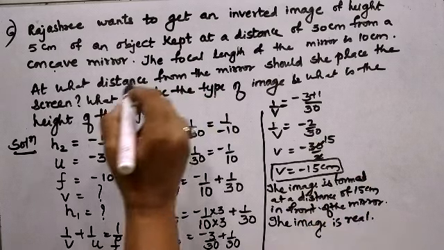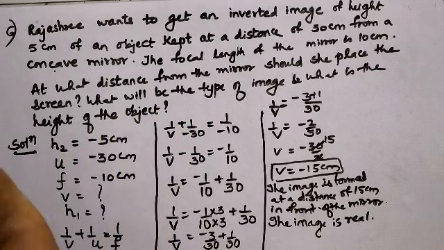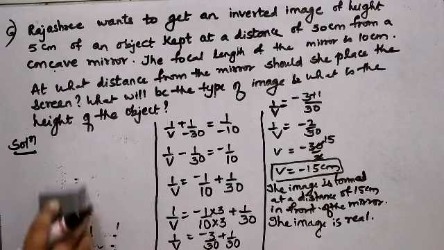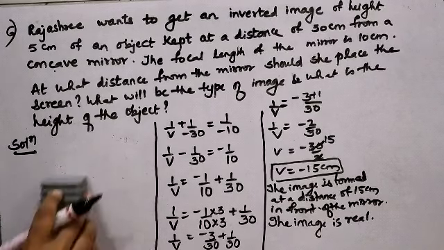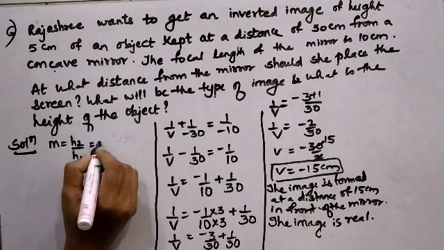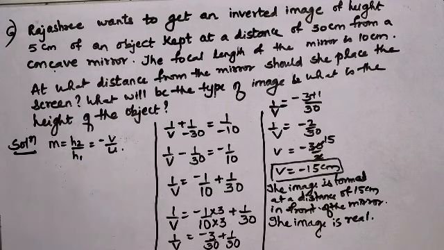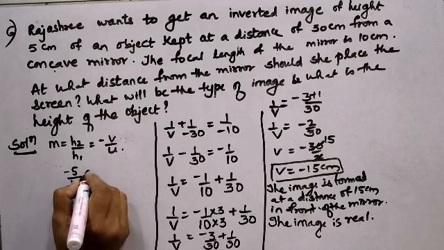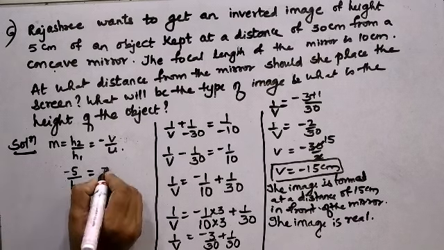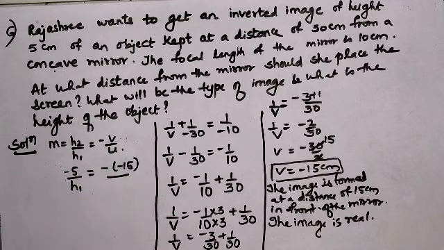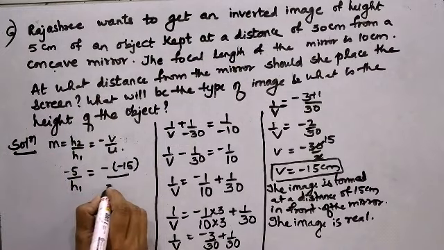Fine. Now we have to calculate the height of the object. To calculate the height of the object, we will have to use the magnification formula. So magnification M is equal to H2 upon H1, which is equal to -V upon U. Do I know the height of the image? Yes, the height of the image is -5 centimeters. I have to find out the height of the object H1. What is V? -15 centimeters. How much is U? U is 30 centimeters.